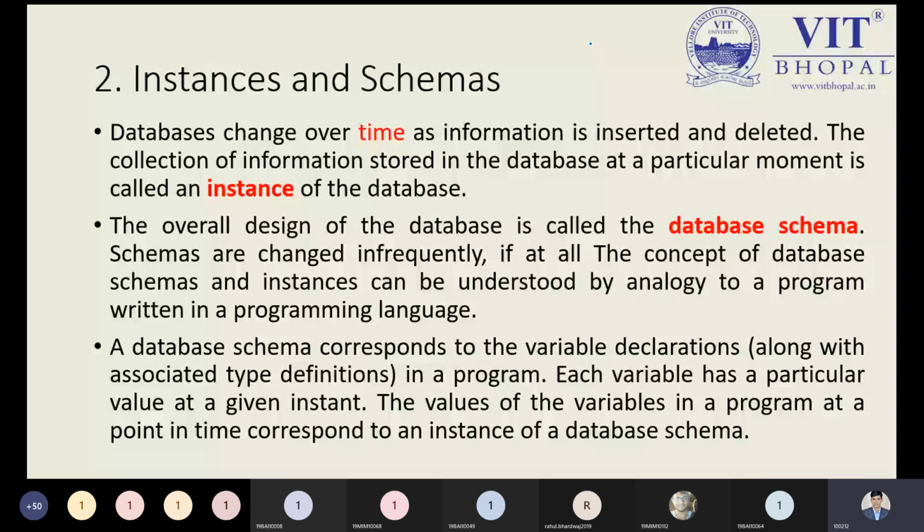Just please tell me yes or no. Now is the definition of the instance clear to all? Yes, sir. Okay, now come to the point of schema.